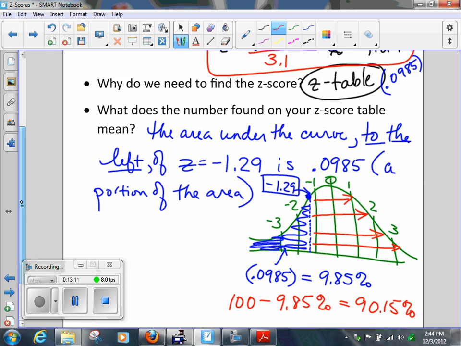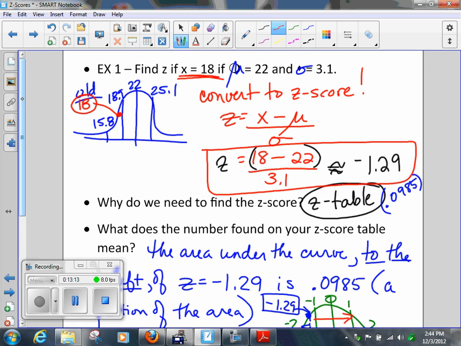Now, I want you to go back and look at this. How do you know when to use a z-score? When this number that you're given is not on your curve once you put in your standard deviations, that's when you default, and you go to find that z-score.